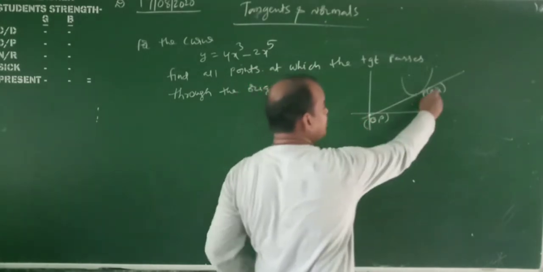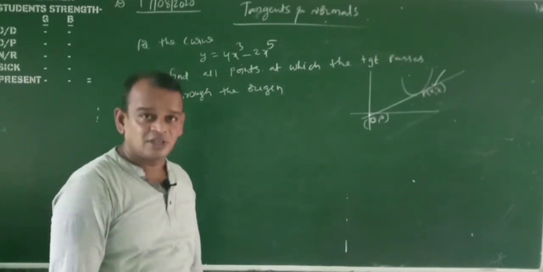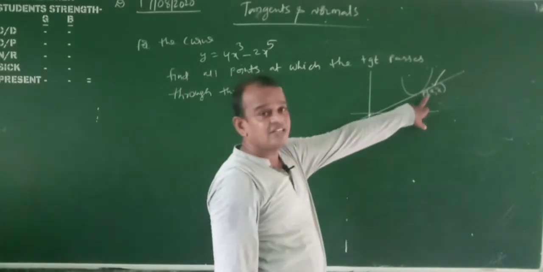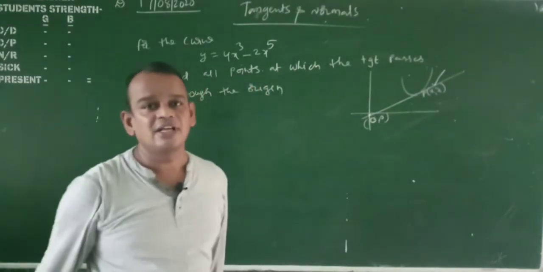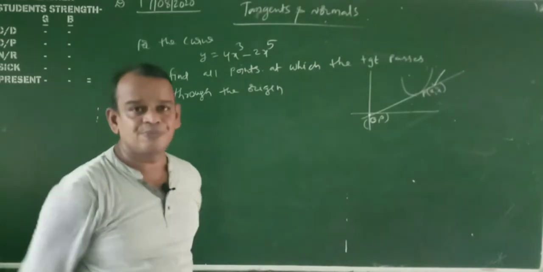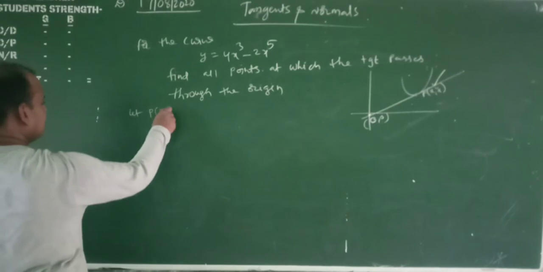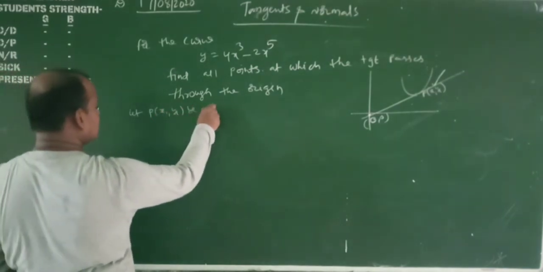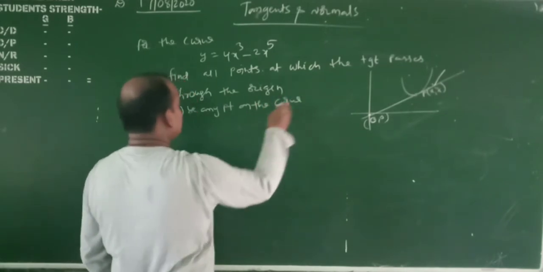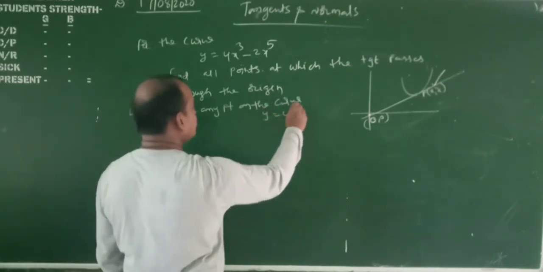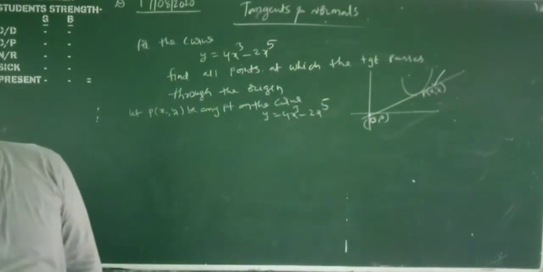In this case, we will find the x1 comma y1. First we find the tangent at P(x1, y1). After that, the tangent passes through (0, 0), and we will easily find the values. Let P(x1, y1) be any point on the curve, that is y equals 4x cube minus 2x power 5.